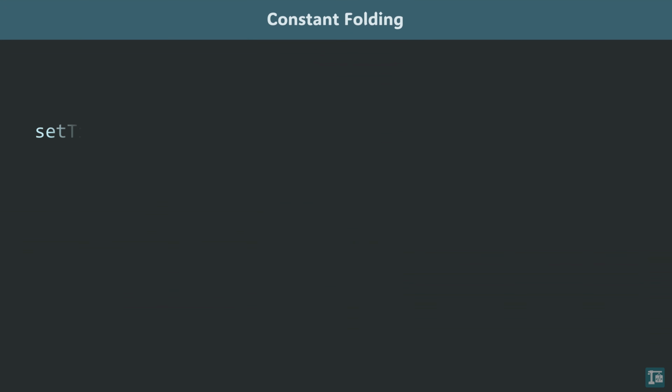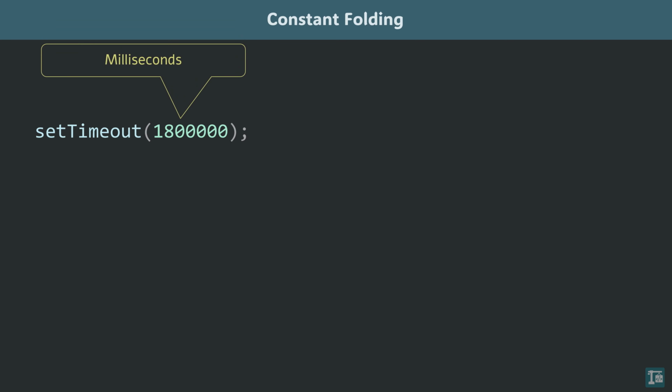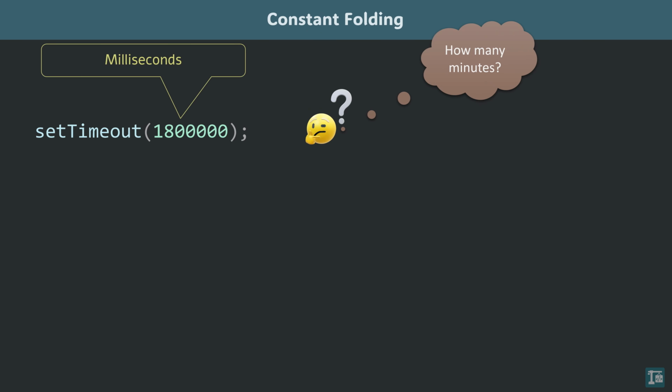Constant folding. Let's say you need to specify a timeout duration in milliseconds for a function. You could write 1,800,000, but that's a mess. Is that 18 minutes? 30 minutes? You will have to stop and think. Instead, break it down. Now it's instantly clear that this represents 30 minutes.